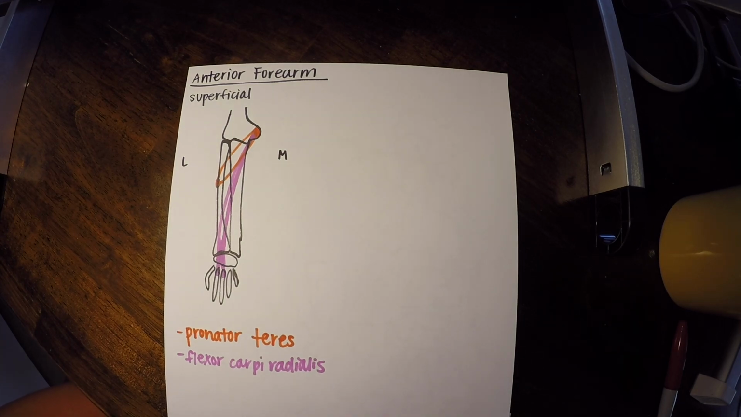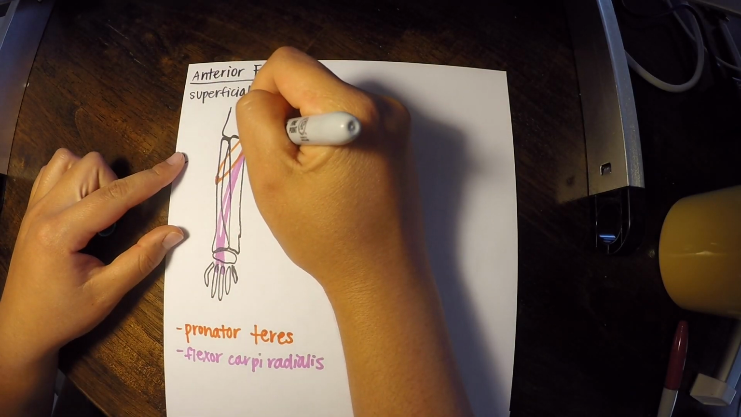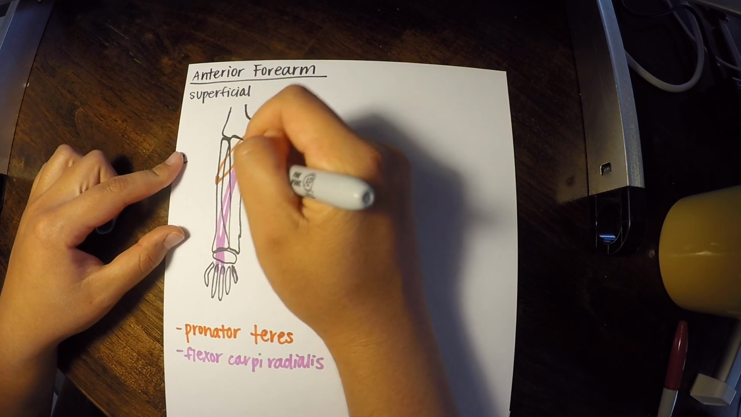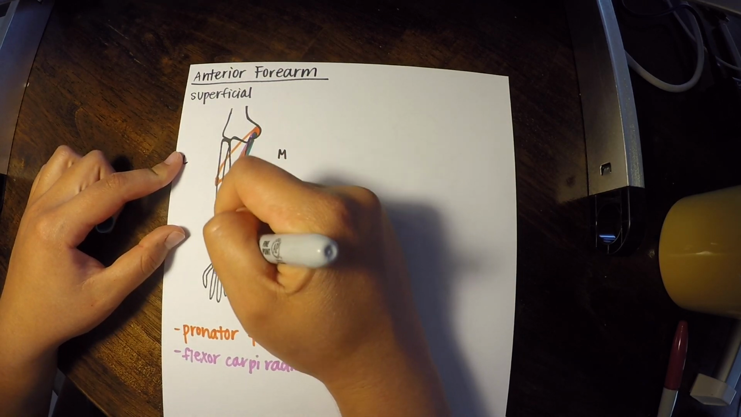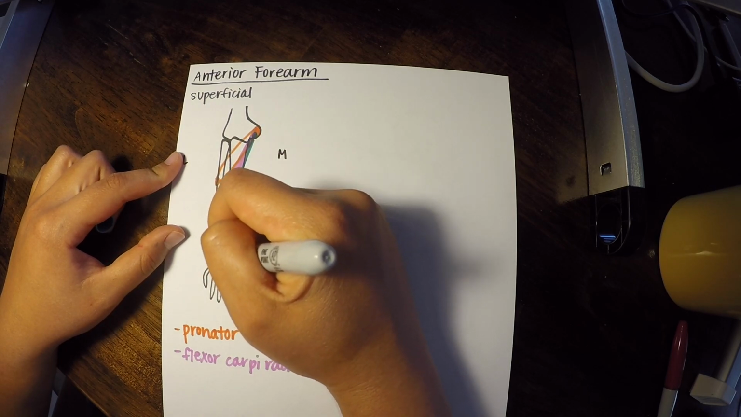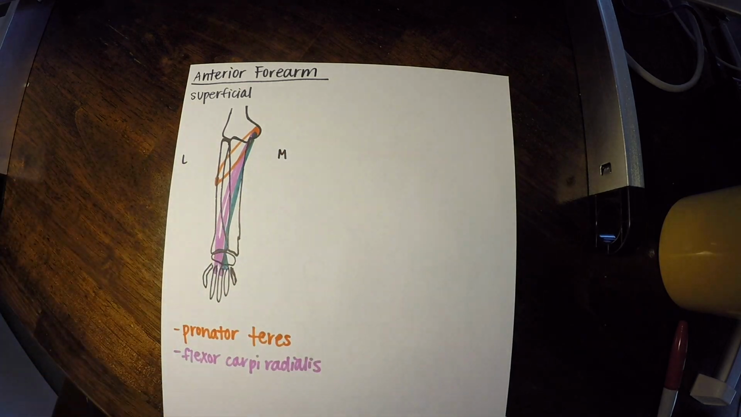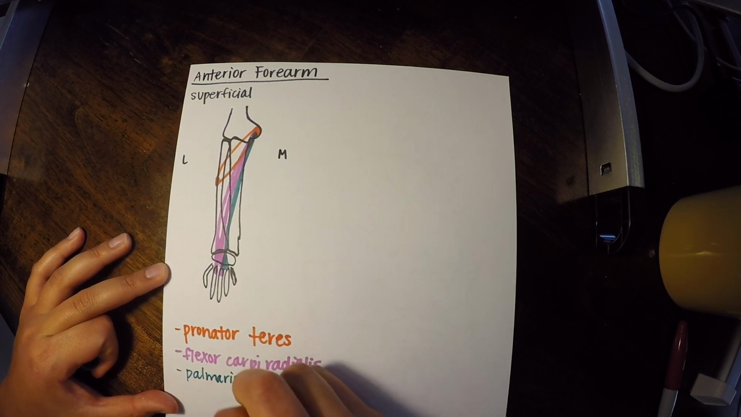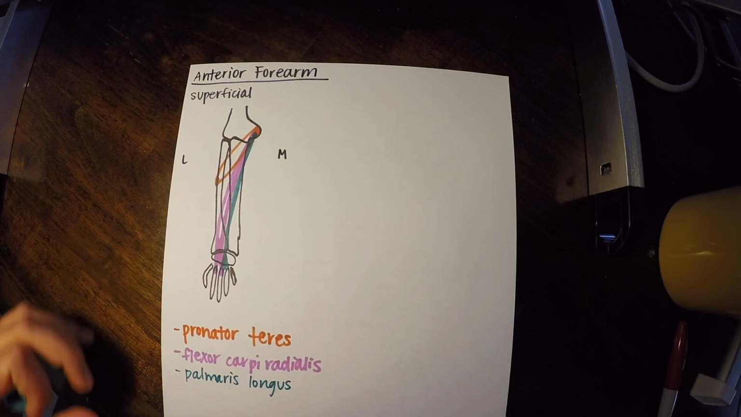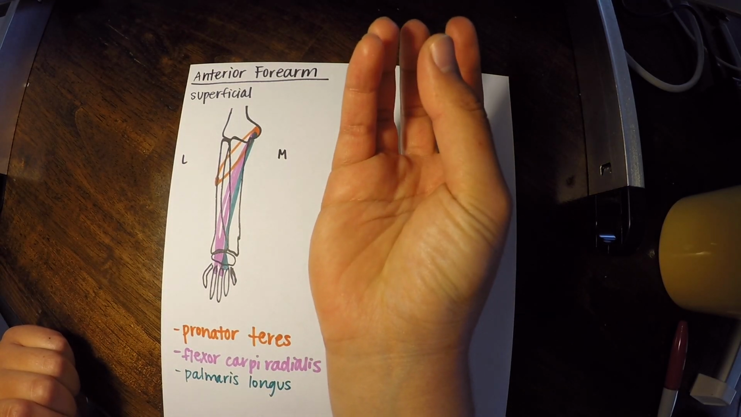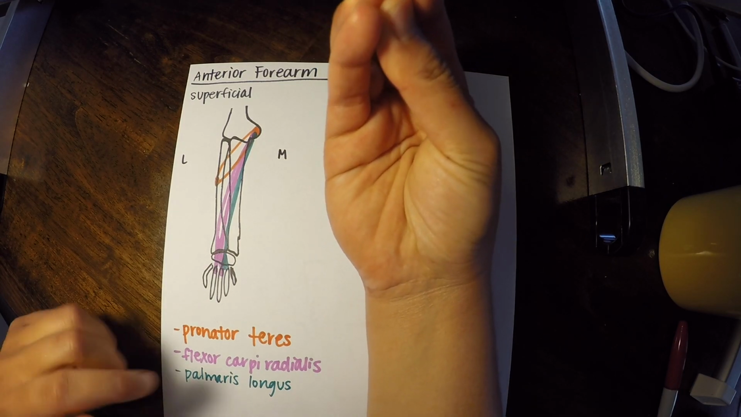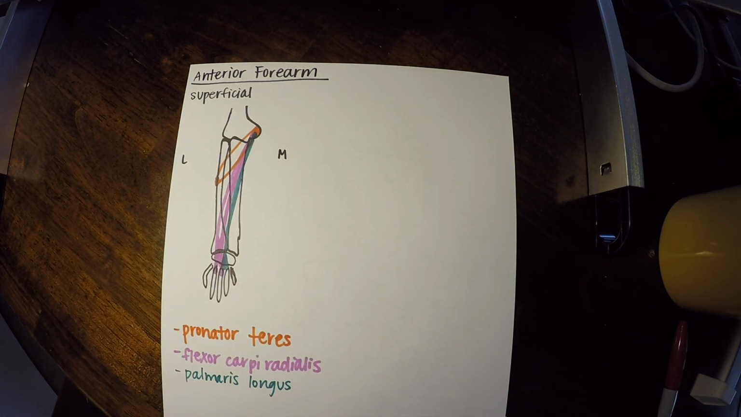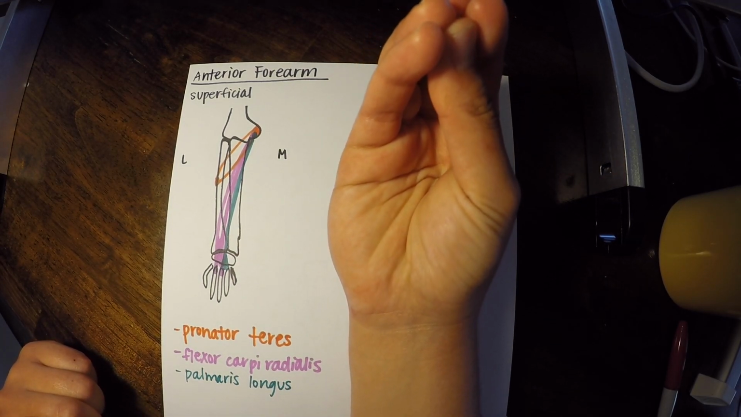Now, Palmaris Longus starts from the same place, medial epicondyle, and then it makes its way down. It's actually a pretty small muscle, and it makes its way down to like the palm area, just like it sounds. And actually, not everyone has a Palmaris Longus. You can tell if you have a Palmaris Longus by putting your fingers together like this and flexing your wrist and seeing if a little tendon pops out. I don't have one, so you won't be able to see it there.